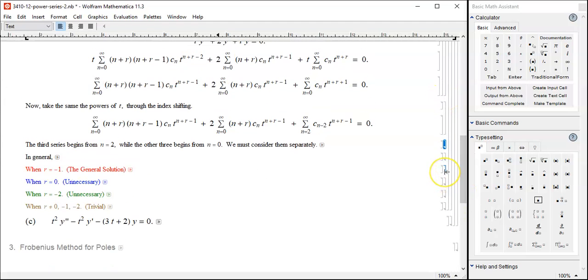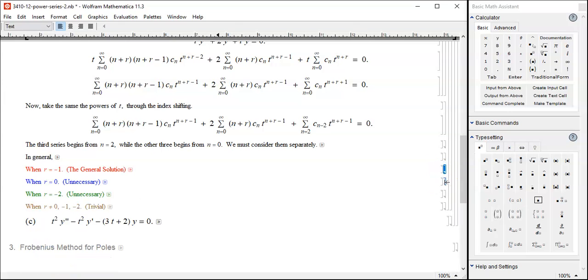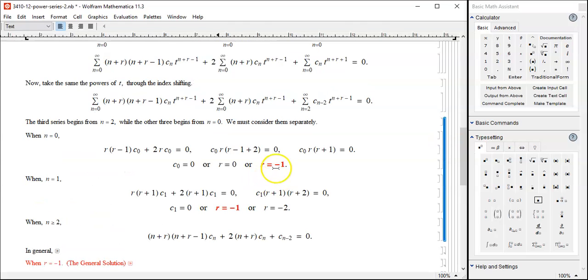Now, the other cases are unnecessary, but just for instructional purpose, let me just show you. What if I consider r equals 0 case? You see, this case. And then r equals -2 case. When r is equal to 0, then it doesn't satisfy any of these, so C1 has to be 0. And when r is negative 2, then C0 has to be 0.